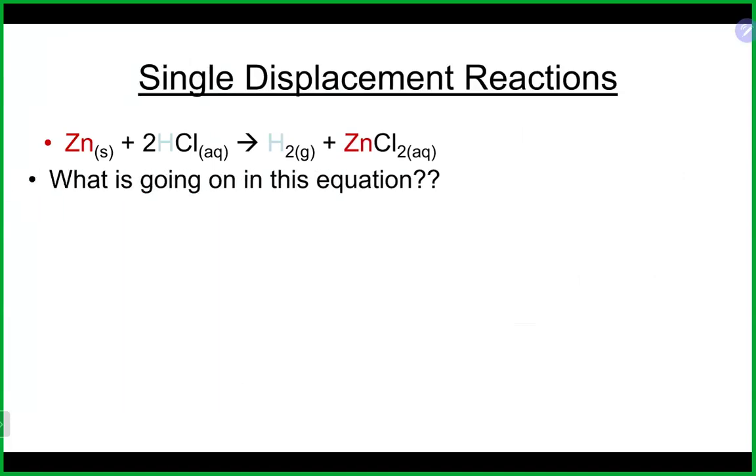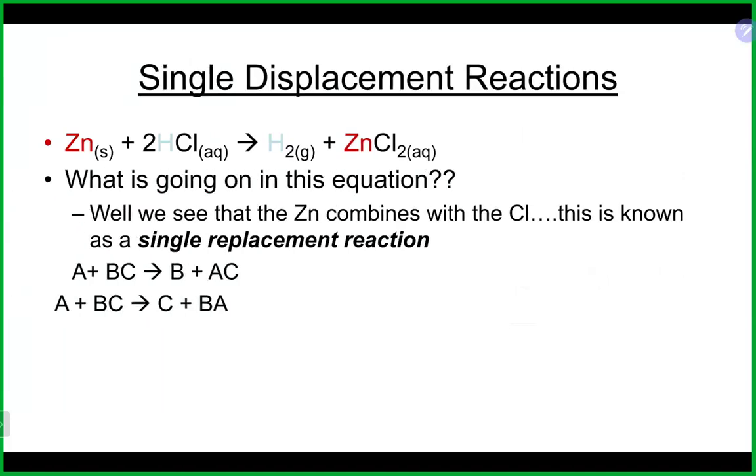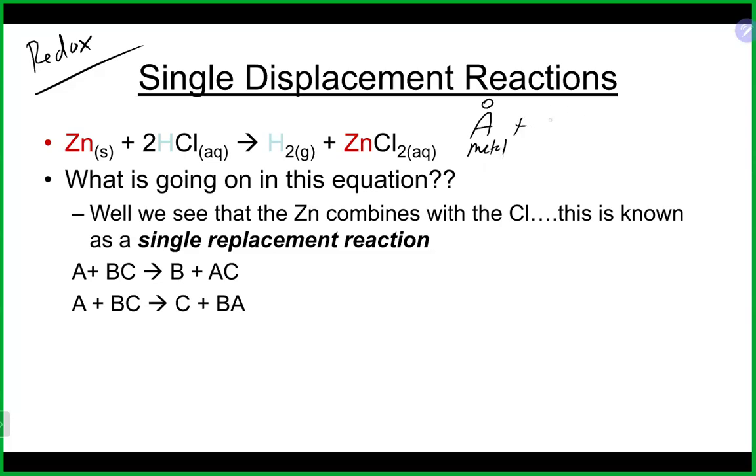Continuing on with our classification, we could have a single replacement reaction. And a single replacement reaction also is still under the umbrella of a redox reaction. So how do you know it's a single replacement? You have one of two options. You have something that is by itself, has no charge, like a metal, and it reacts with something that's an ionic compound, that is made up of ions.